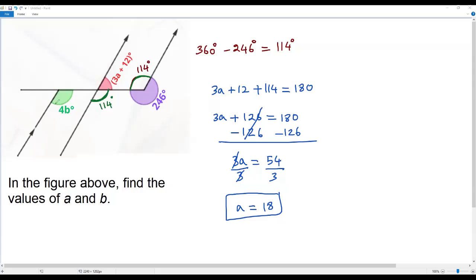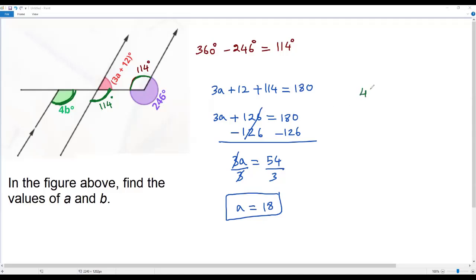Now let's consider these two parallel lines, this one and this one. These two are parallel lines, and what is this one called? It's transversal, because the two parallel lines are intersected by this line. So whenever two parallel lines are intersected by the transversal, the corresponding angles must be congruent. That means they must be equal. So the angle measure over here and the angle measure over here are corresponding angles, and they must be congruent. That means the 4b and 114 must be equal because they are corresponding angles.